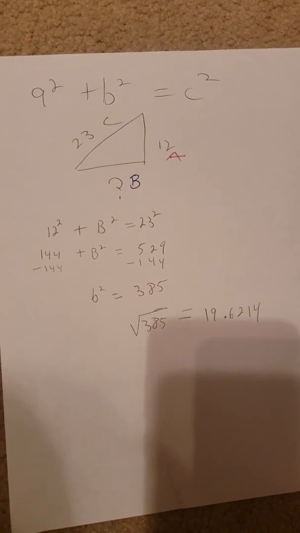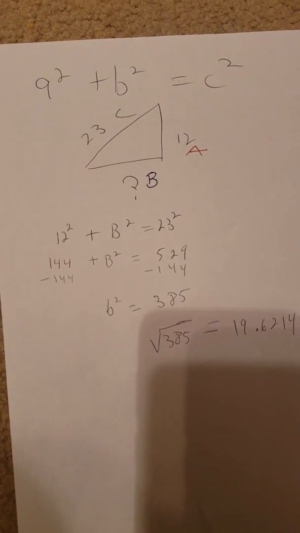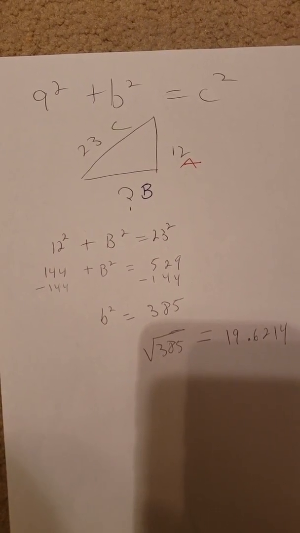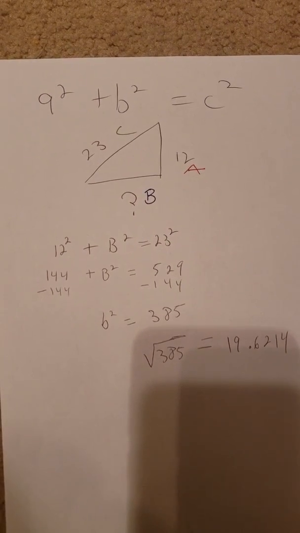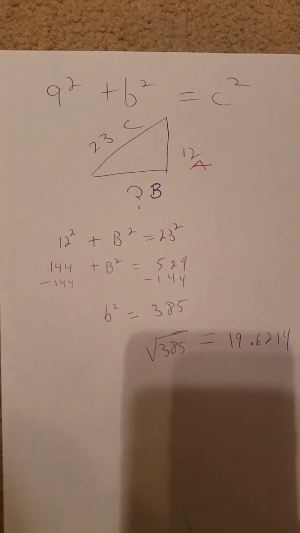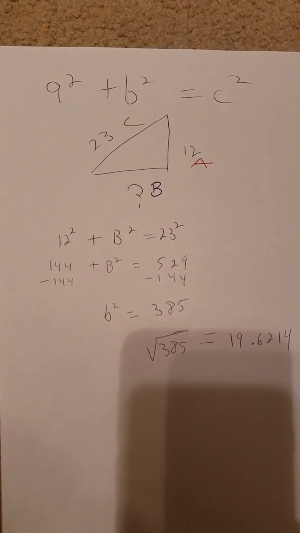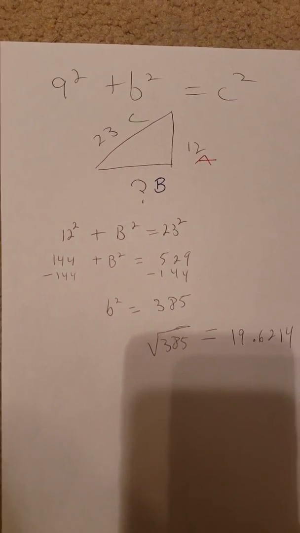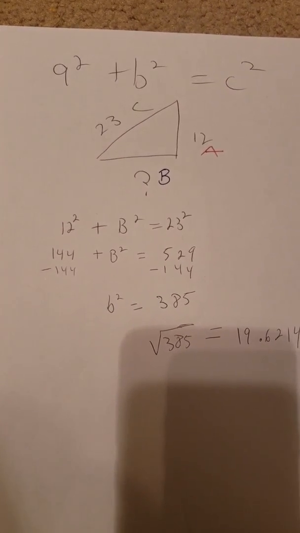So we're going to plug our numbers into our formula, and our hypotenuse is 23, and our height is 12. So we're going to plug that in to a squared plus b squared equals c squared. But first we have to identify our height is our a, so 12 is our a, and 23 is our c. So we have to find our b. So we plug those in. We're going to have 12 squared plus b squared equals 23 squared.